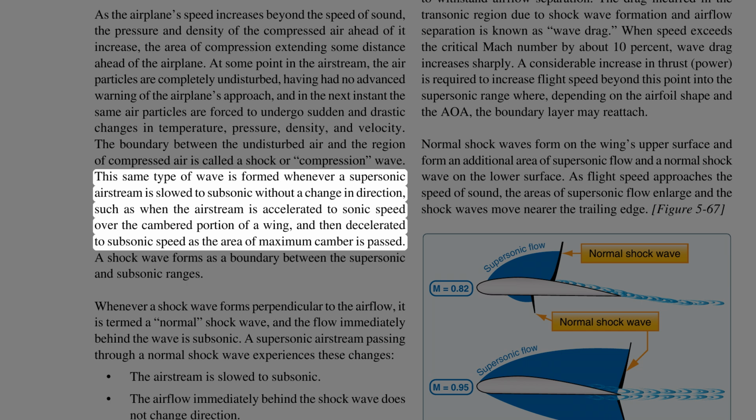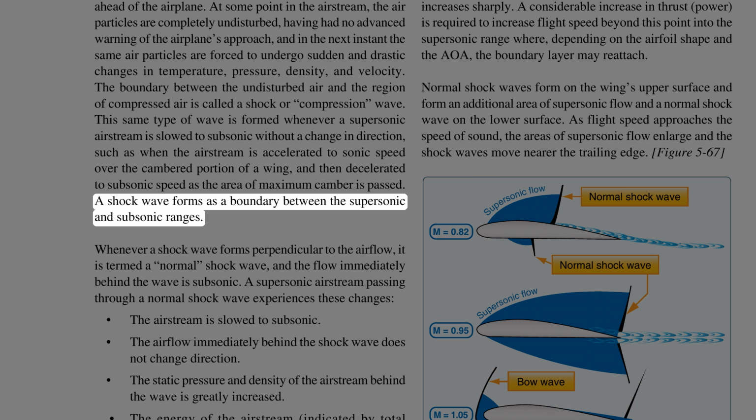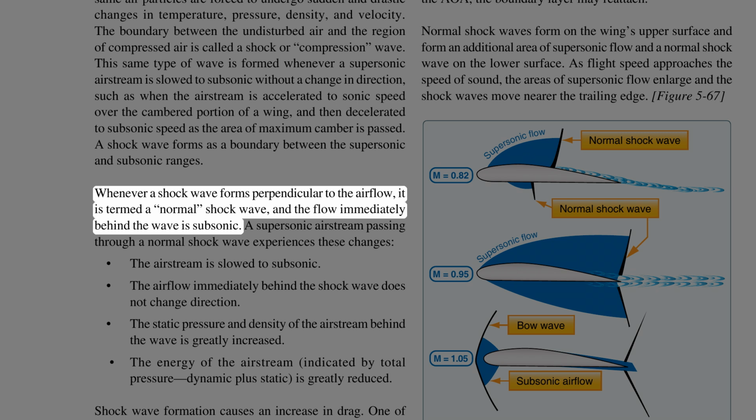change in direction, such as when the airstream is accelerated to sonic speed over the cambered portion of a wing, and then decelerated to subsonic speed as the area of maximum camber is passed. A shock wave forms as a boundary between the supersonic and subsonic ranges. Whenever a shock wave forms perpendicular to the airflow, it is termed a normal shock wave, and the flow immediately behind the wave is subsonic.